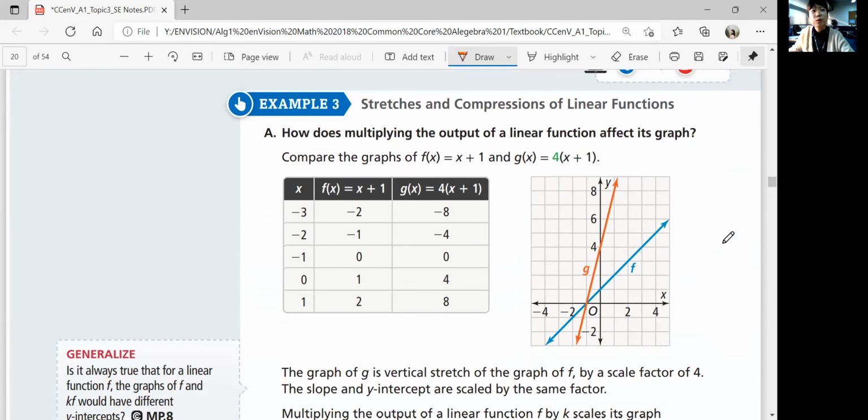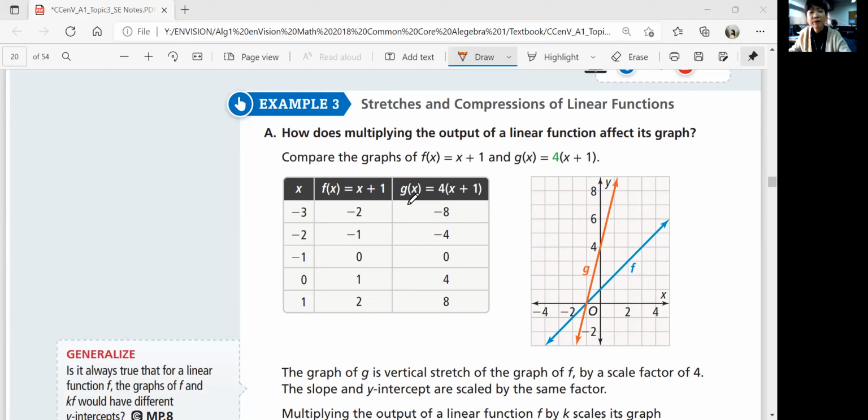Let's look at example 3 on the next page. Stretches and compressions of linear functions. Part A, how does multiplying the output of a linear function affect its graph? So we're done with adding and subtracting constants. Those are translations. Now, what if we multiply some numbers? Okay, let's look at this example.